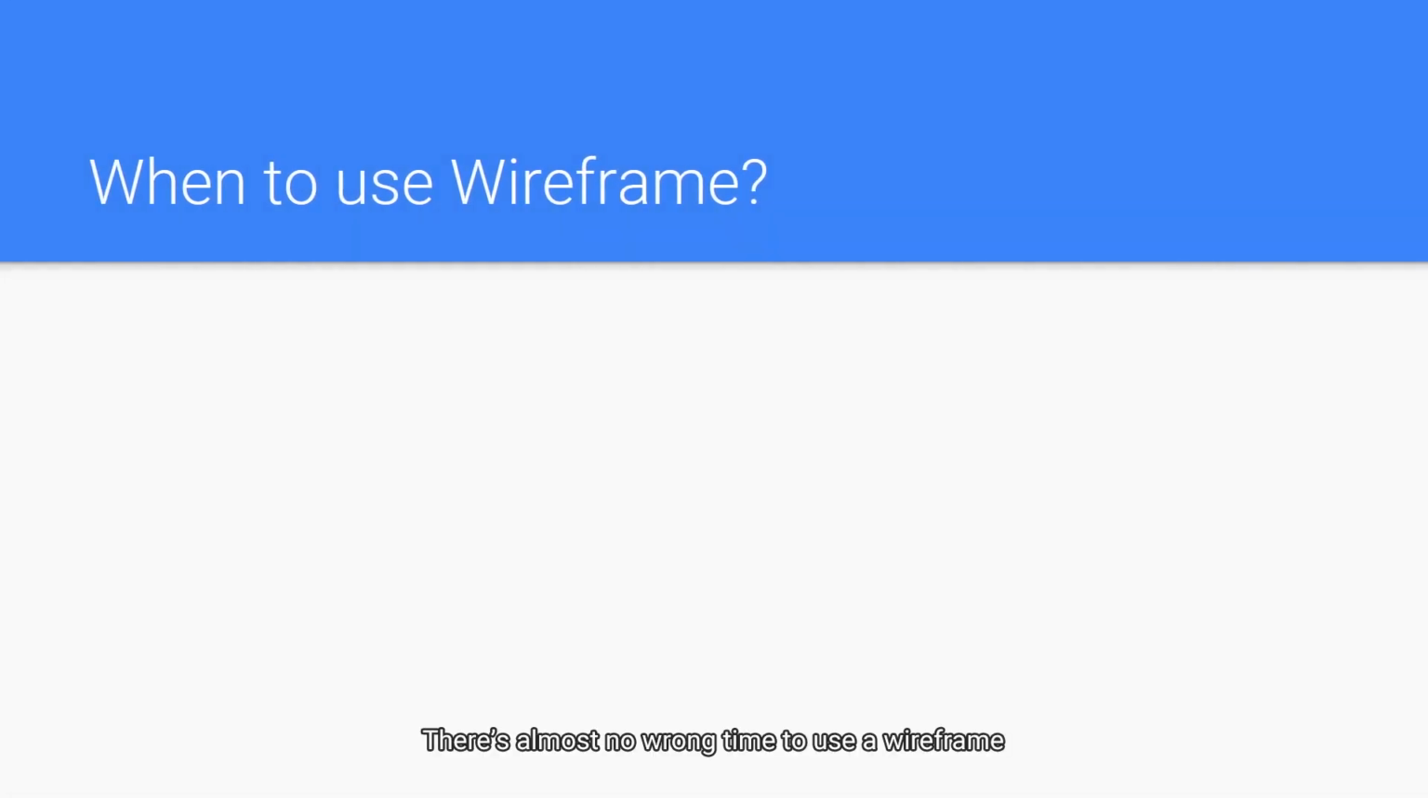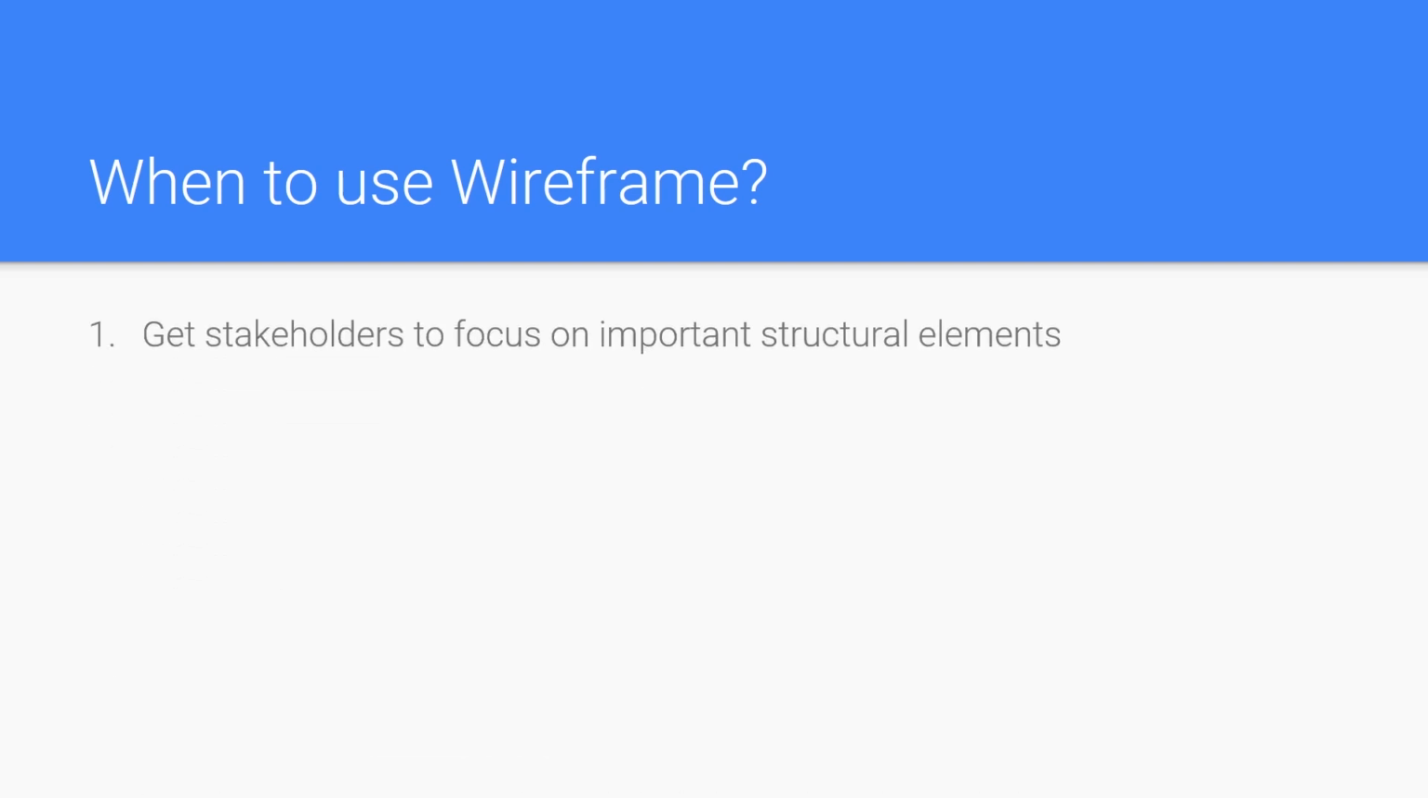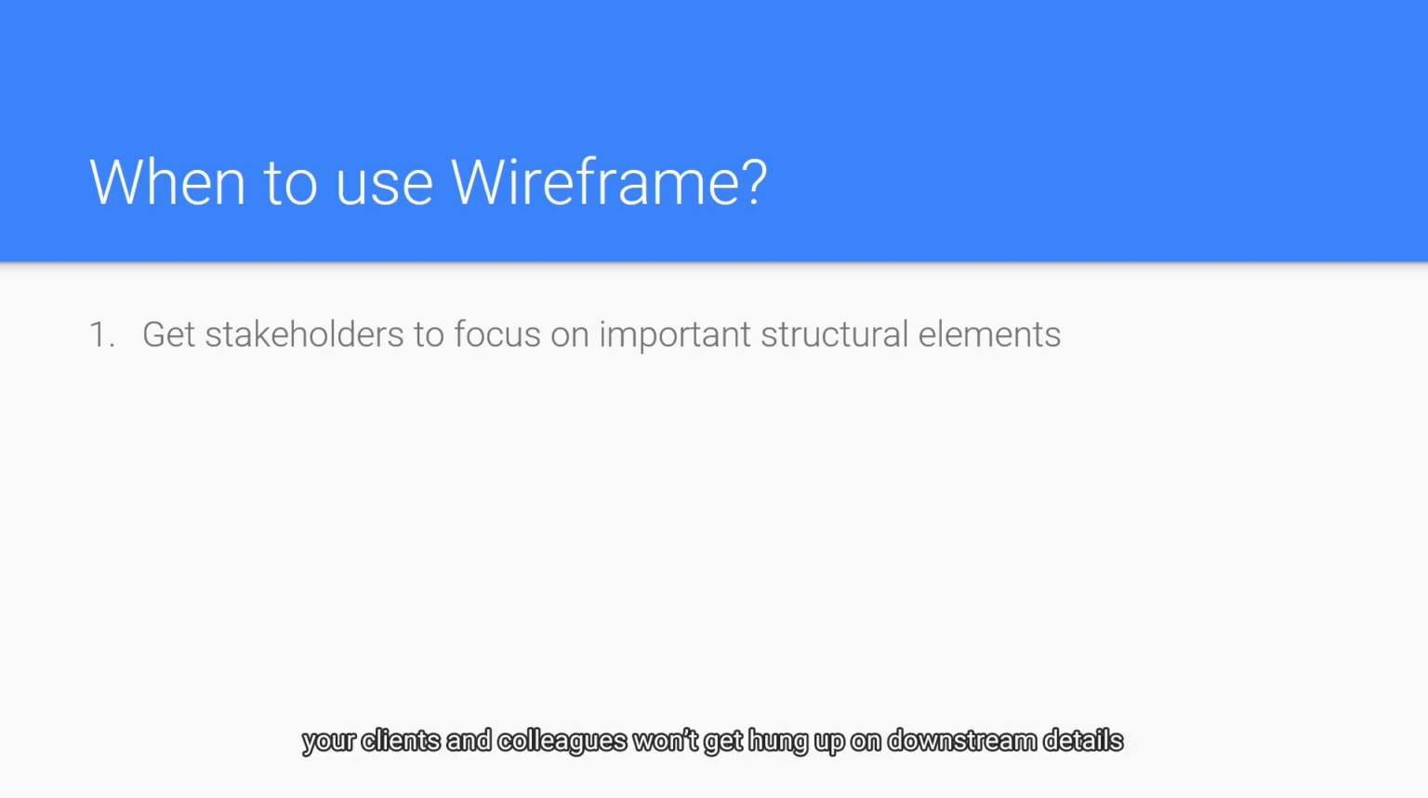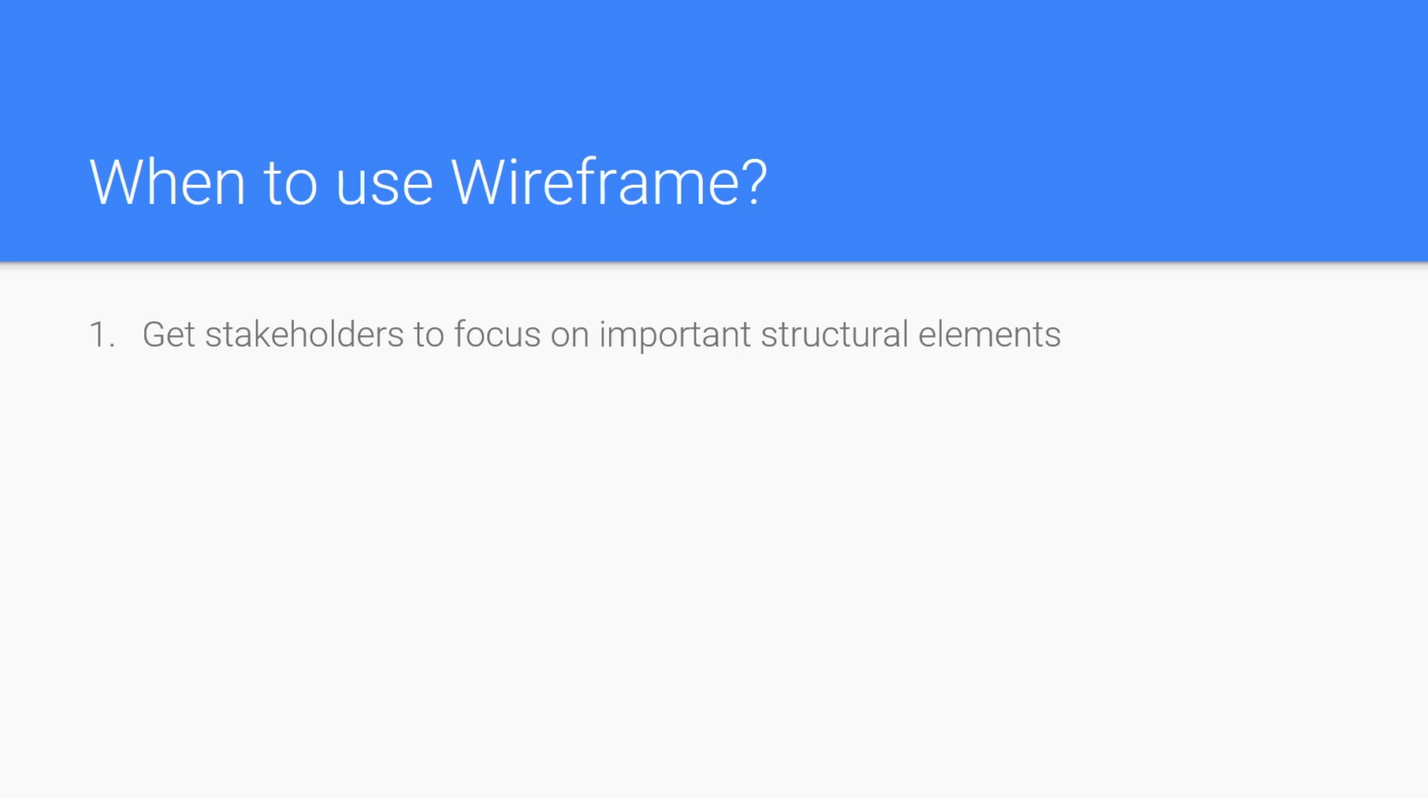There is almost no wrong time to use a wireframe, but there are times when they can be extra helpful. Whether you are trying to explain your idea to others, a wireframe presents a simple visual representation that everyone can point to. Wireframes are used when you want to get stakeholders to focus. Because the magic of a wireframe lies in the simplicity, your clients and colleagues won't get hung up on downstream details like colors and images. Instead, they will be forced to focus on important structural elements.